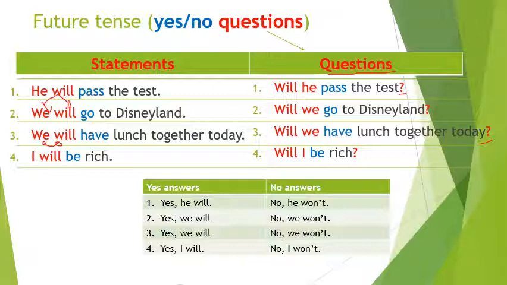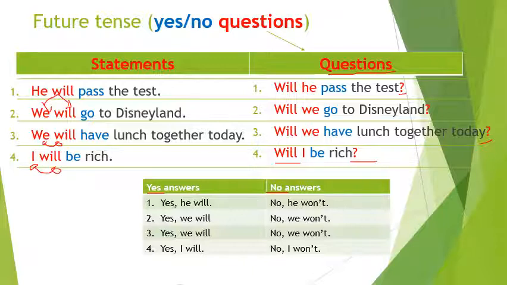I will be rich. When you change it to a question sentence, I will, you change it to will I be rich? This is a question, so will I be rich with a question mark. So how do you answer? Your answer is usually either yes or no, so feel free to pick one answer.